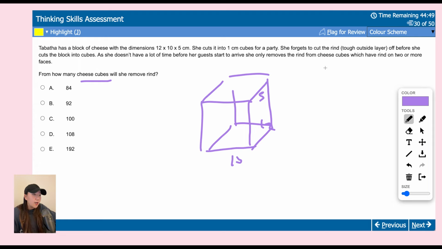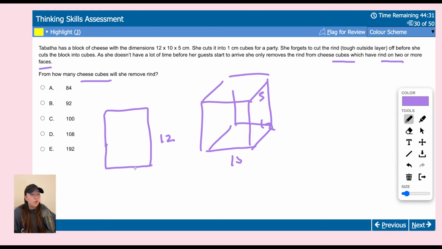And she doesn't have a lot of time, so she only removes the rind from cheese cubes which have a rind on 2 or more faces. There's almost an exact version of this question, except it wasn't about cheese. It might have been about a painted cube or something. But there's a very easy way to figure out how many cheese cubes she will remove rind from, and there's not really many places to go wrong here.